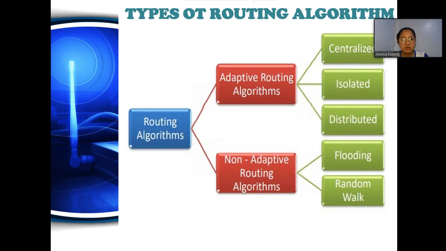Types of routing algorithms: adaptive routing algorithms and non-adaptive routing algorithms. Under adaptive routing algorithms, there are centralized, isolated, and distributed. While on the other hand, non-adaptive routing algorithms are flooding and random walk.